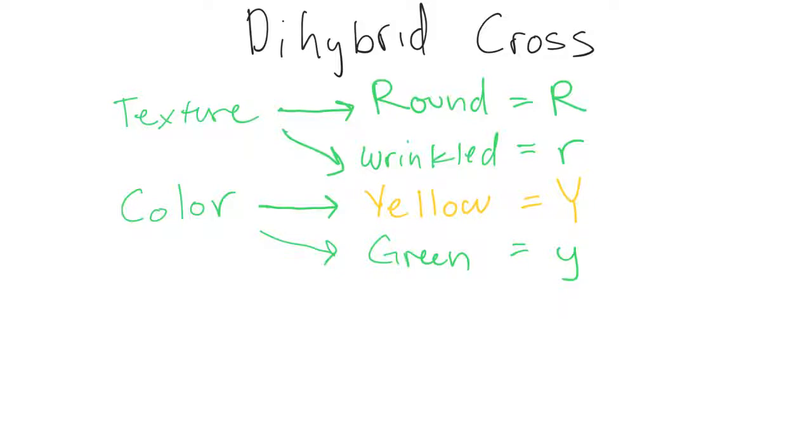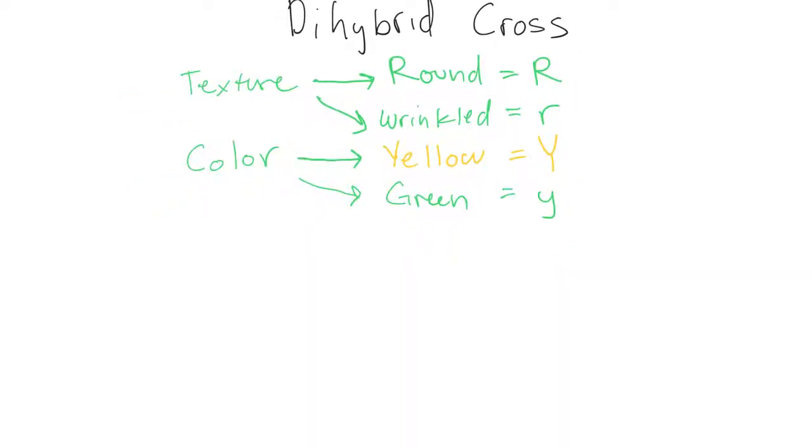Okay, and what he did was he took two parent plants that were true breeding for each trait. So true breeding means they are homozygous. So the first parent would have been big R, big R, big Y, big Y. What is the phenotype of that individual? So that's the genotype. What did it look like? What was the phenotype? Round, yellow.